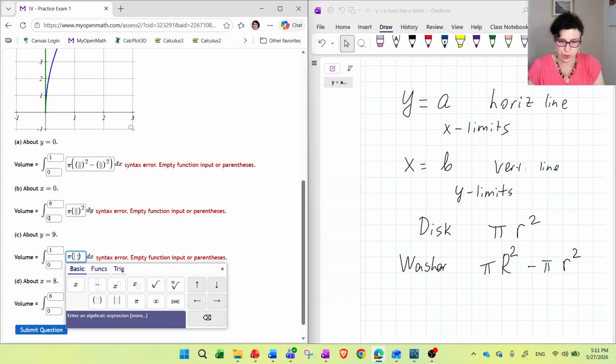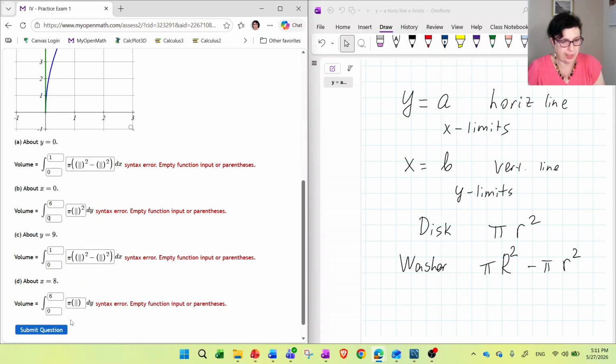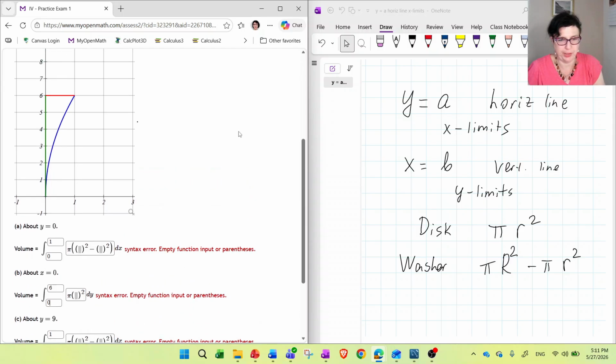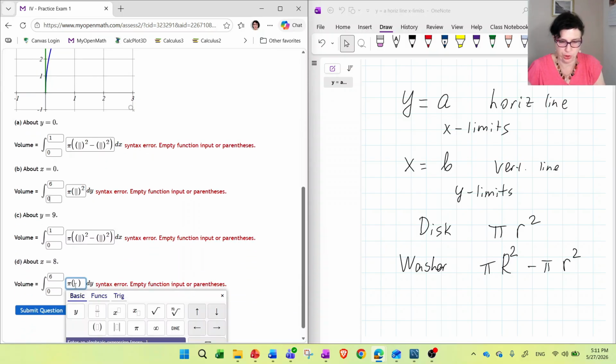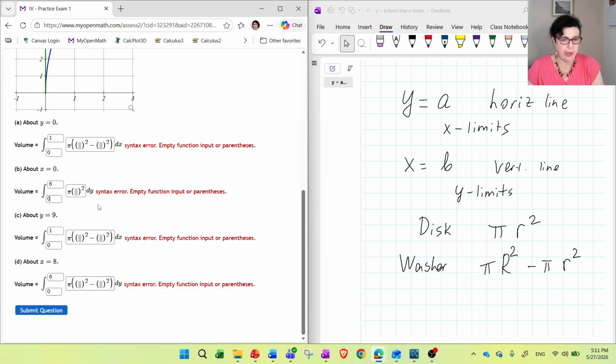This is going to be a washer. Something squared minus something squared. The last thing is x equals 8. Well, this is a vertical line. It'll be somewhere over here, but there's definitely a pretty big gap between it and the region. So this is going to be something squared minus something squared. Okay. Now, how do we fill out the something?